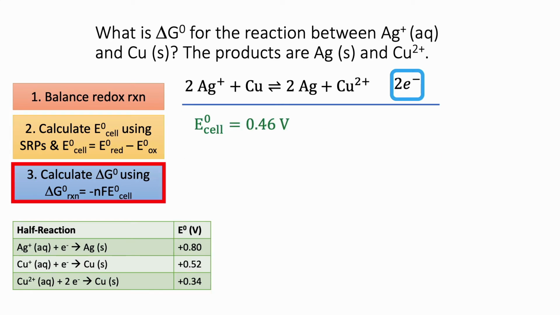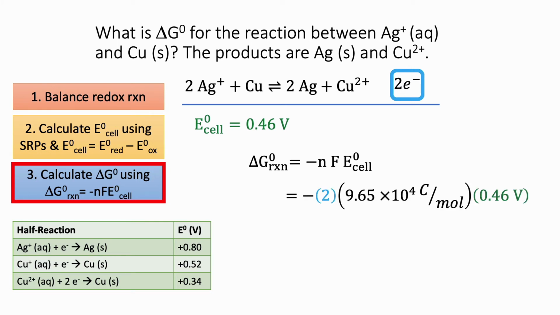So now we have our cell potential, we have our N, we have the number of electrons for our balanced equation, and now we can calculate delta G naught. And that's going to be -2 times Faraday's constant. Note the units on this, it's coulombs per mole, times 0.46 volts. Now, if you look at those units, they don't seem to make sense. Nothing seems to cancel. So let's remember that volts actually equal joules per coulomb.